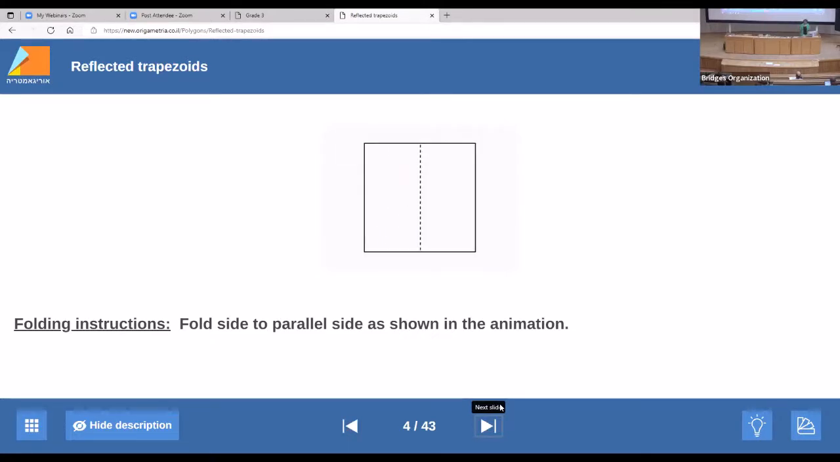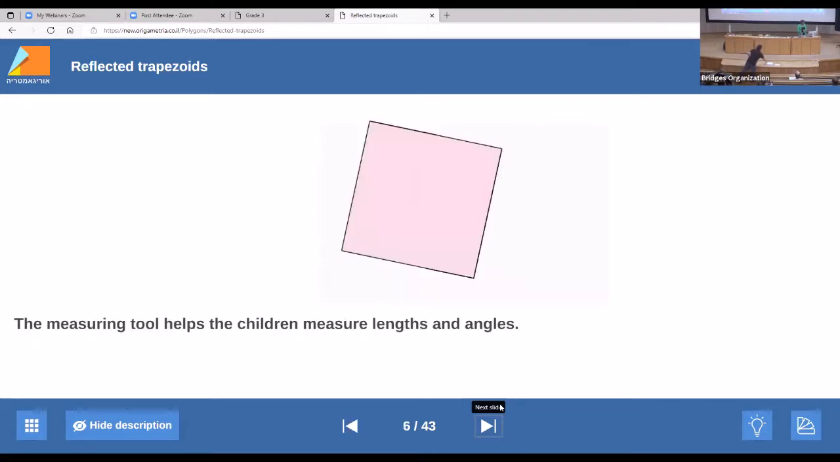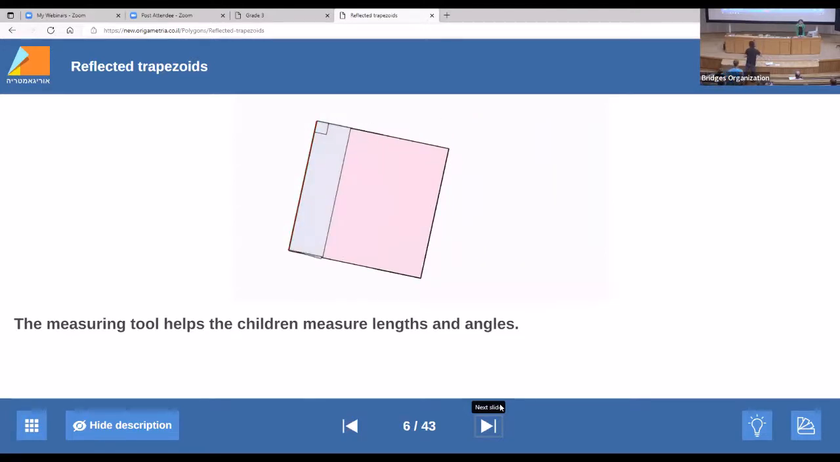So I ask you to take one of the papers you have and fold one side to the parallel side. Always, it's better to fold on the table and not in the air. And I know you have small tables, so I suggest you open your table and fold. And you fold now long side to the parallel side. And after you did that, you put a sign of a right angle only on one corner.